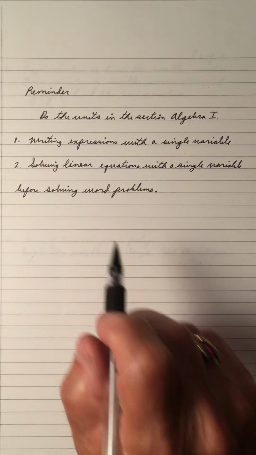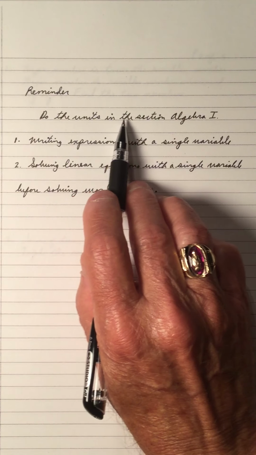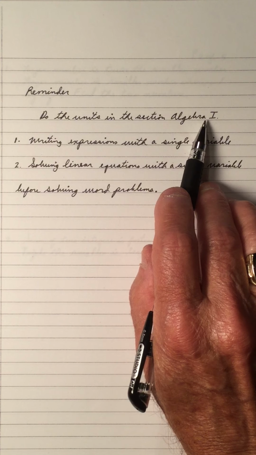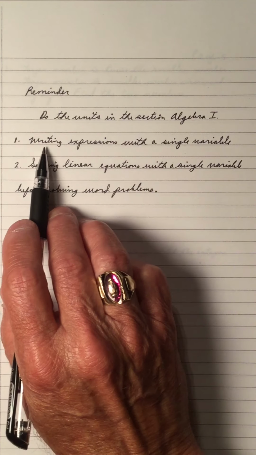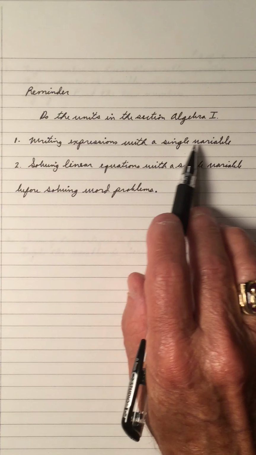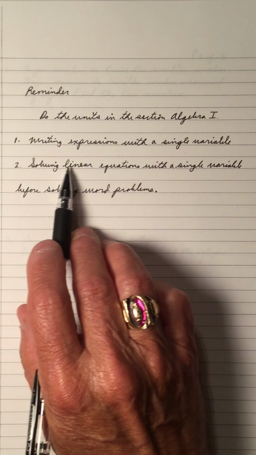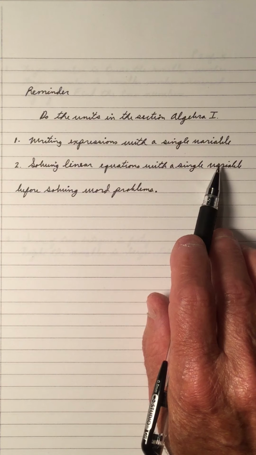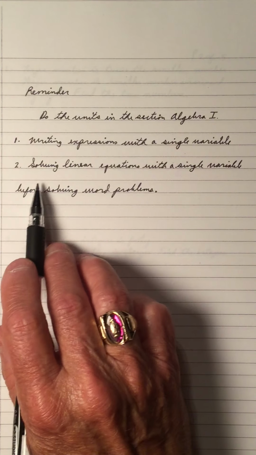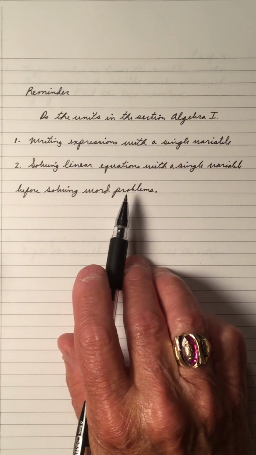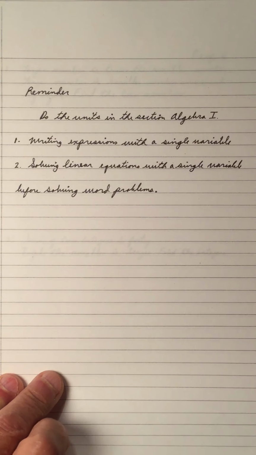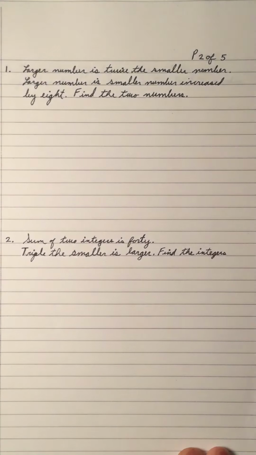Just a reminder, do the units in the section on Algebra 1 first. That is, writing expressions with a single variable and solving linear equations with a single variable. Do these two units first before solving word problems, because if you can't write the expressions and you can't solve the equations, then starting the word problems wouldn't be a good choice. Do those two units first.